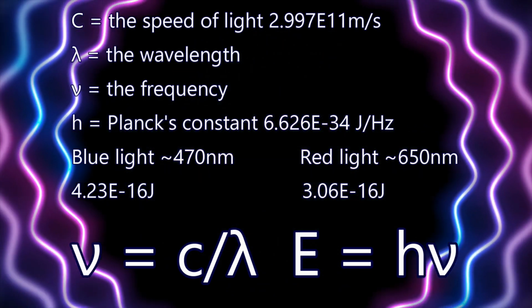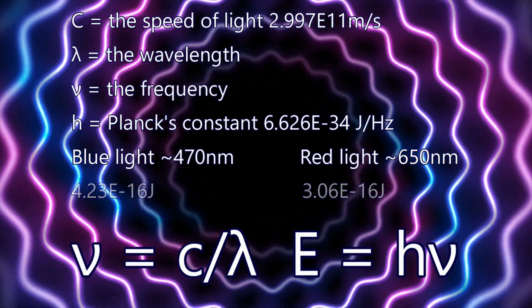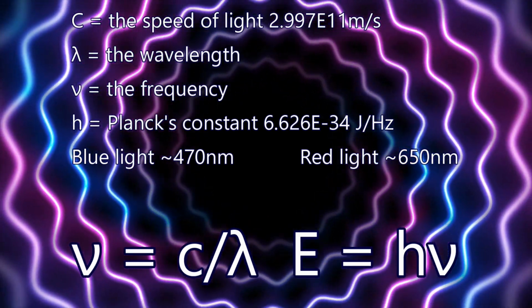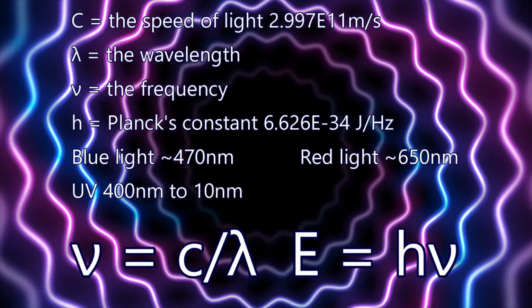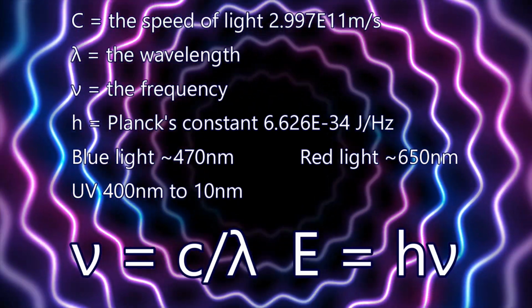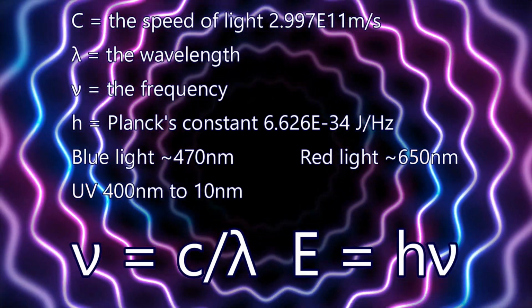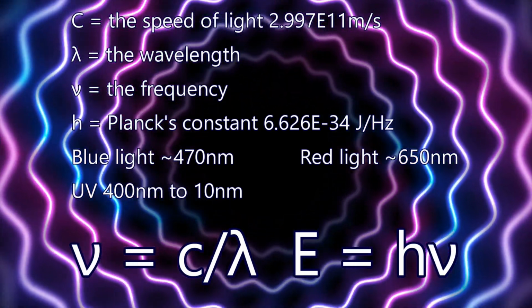If we go to higher frequencies, and therefore higher energies above blue, we move into indigo, violet, and ultraviolet. Ultraviolet light has a wavelength of 400 to 10 nanometers and can cause skin cancer. It is the lowest frequency of light that can normally ionize atoms, though concentrated radio waves can be used to ionize gas under the right conditions.